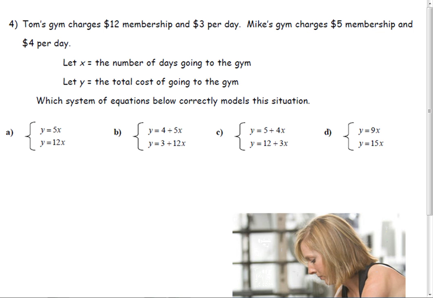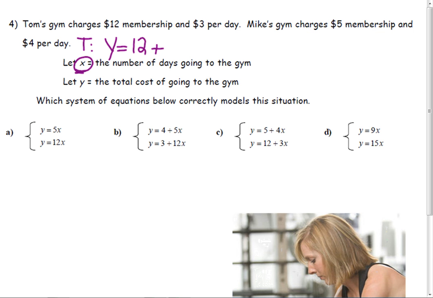Okay. So X is the number of days going to the gym. Y is the total cost of going to the gym. So I'll let you look at those answers. Which one would be Tom and which one would be Mike? A, B, C, D. Which one works for those? Tom charges $12 plus $3 per day. Want to try it? X is the number of days you go to the gym. So for Tom, he's going to pay, Y is the cost of going to the gym. He's going to pay $12 plus $3 per day. What's that going to be?